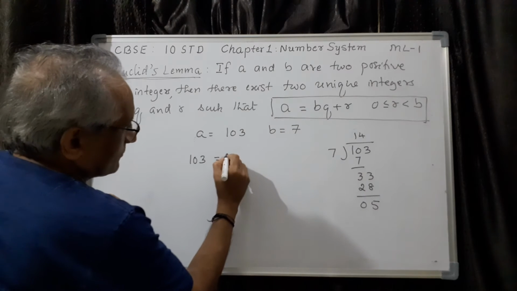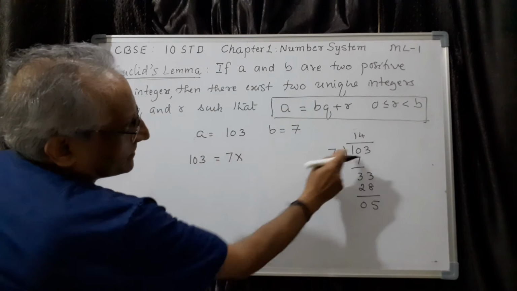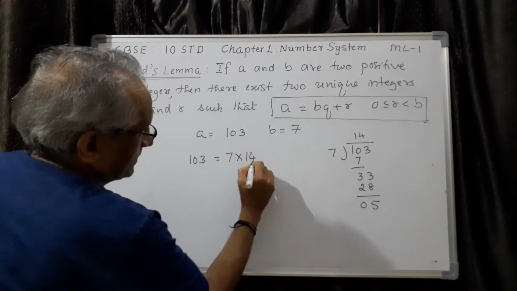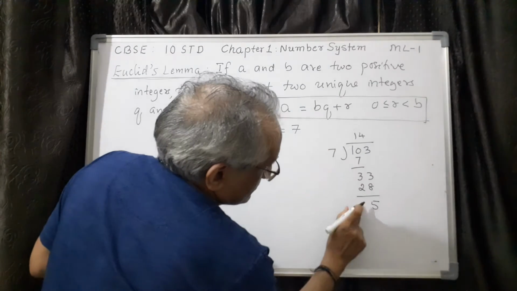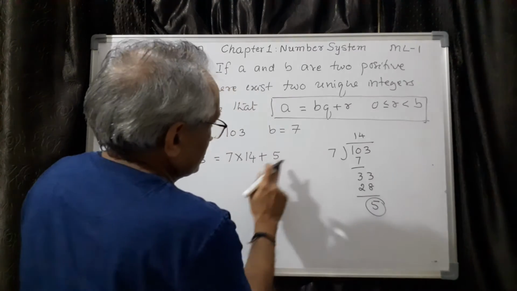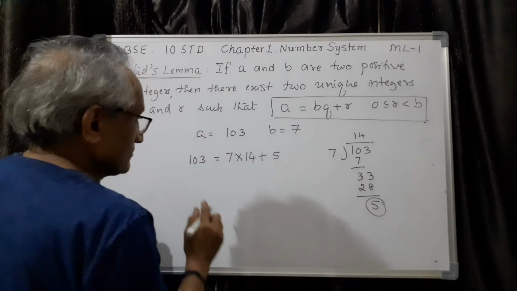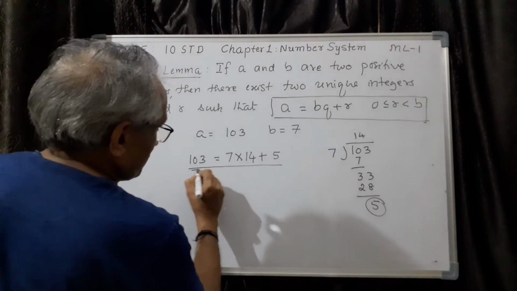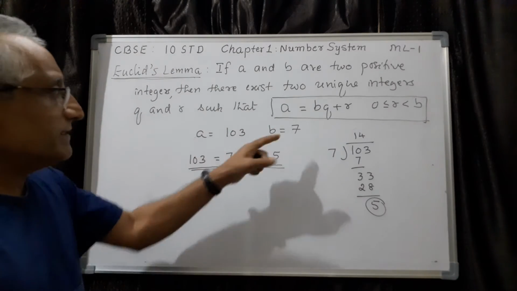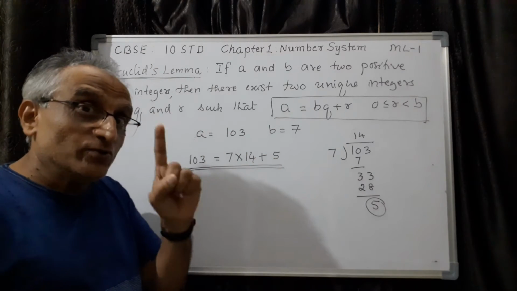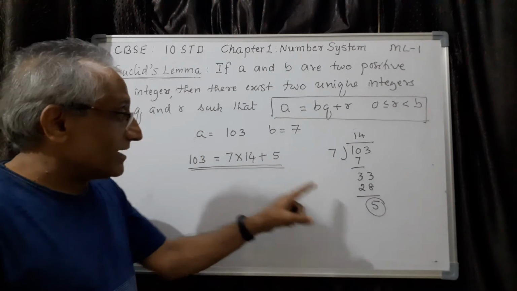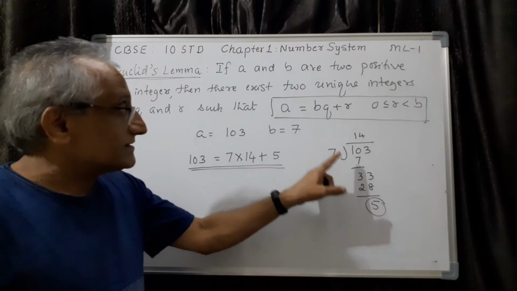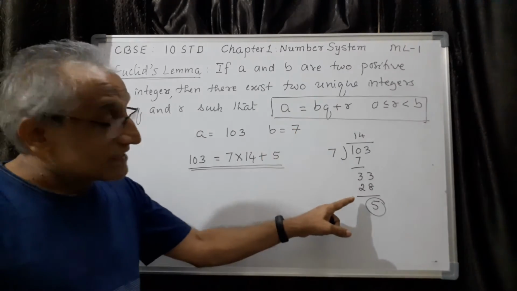So what we have tried is B, you have tried first. Always B. Therefore 7 into 14 plus 5. And you see here this 5 is less than 7. And sometimes it can be 0 also. So this is the procedure. So for any given A and B, you can always find two unique numbers Q and R. The condition for R is that it is always less than B. That's the first thing. It can be 0 also.